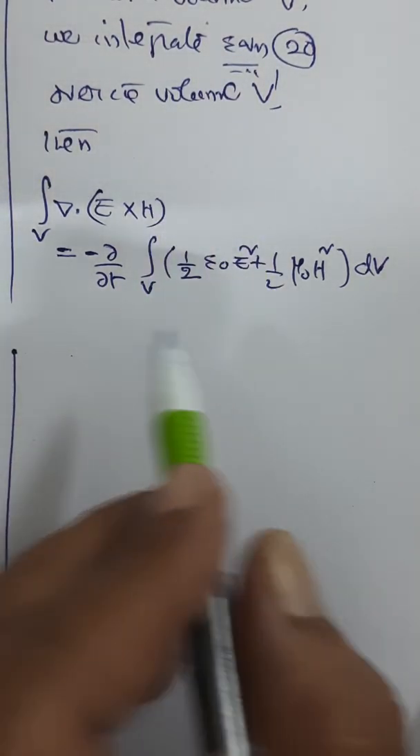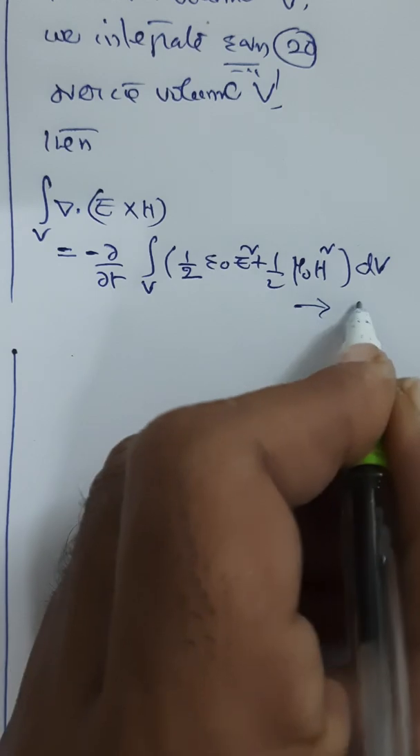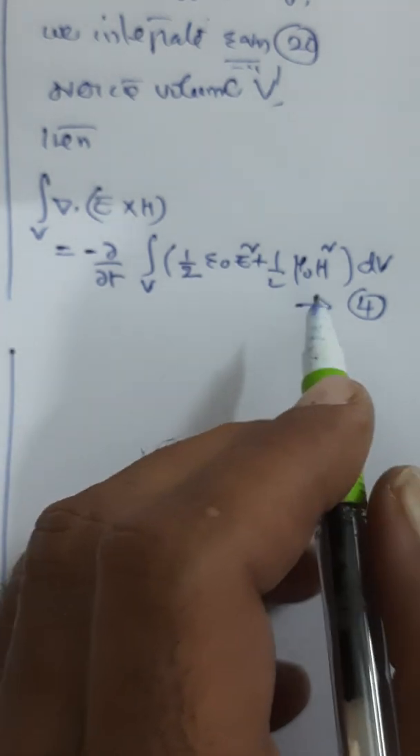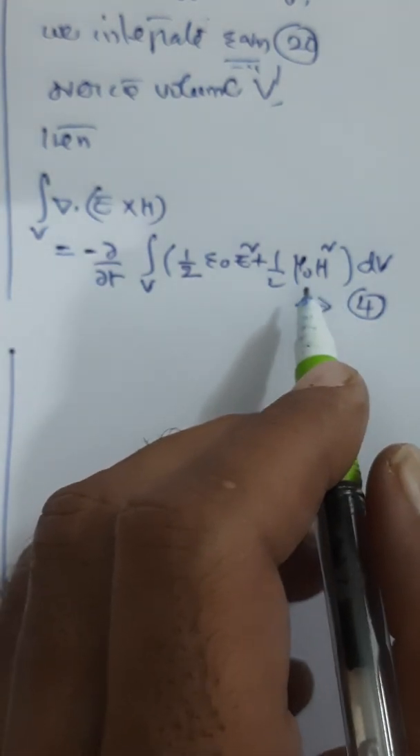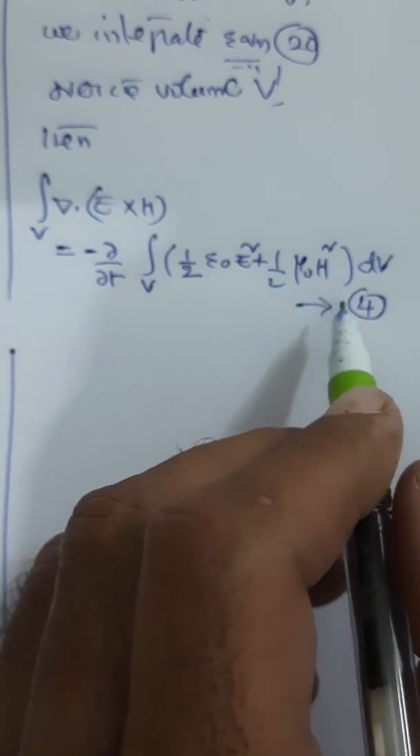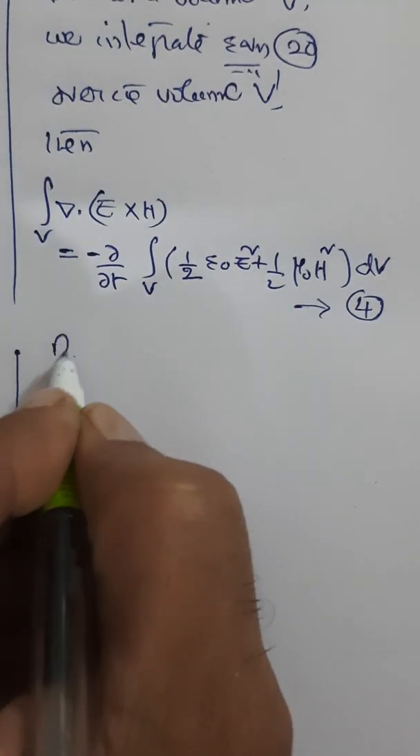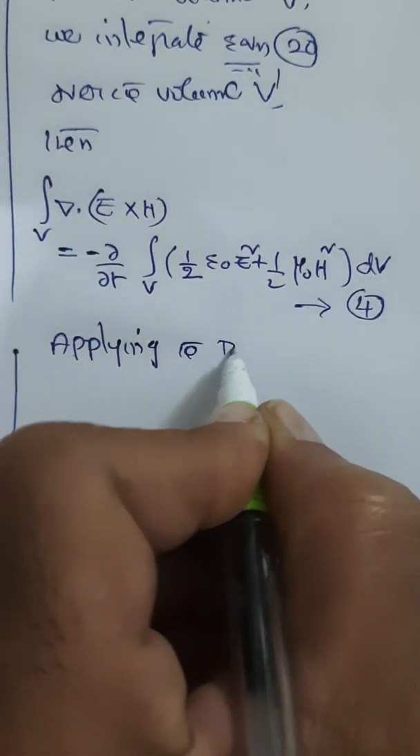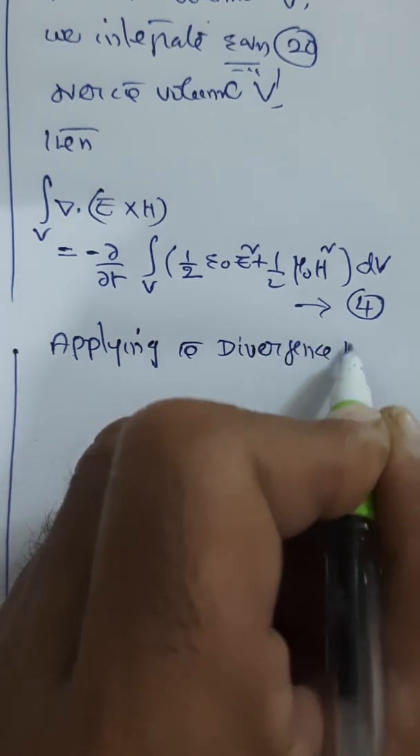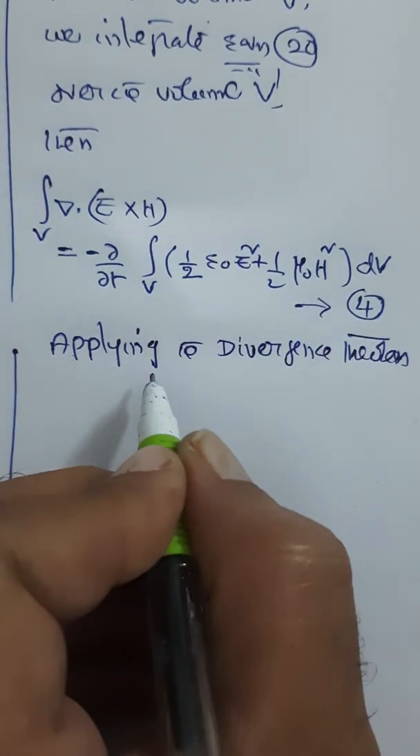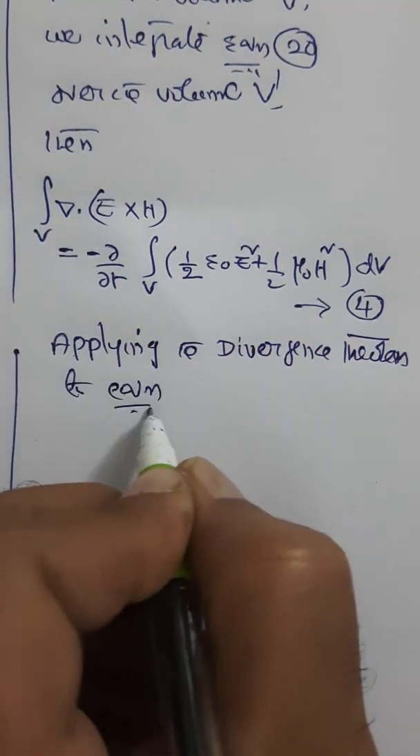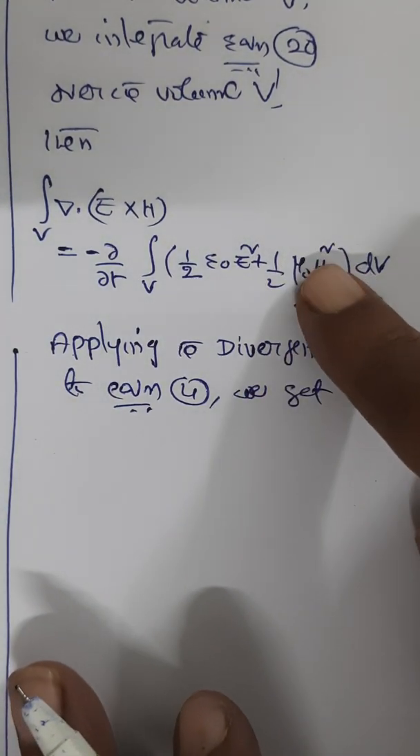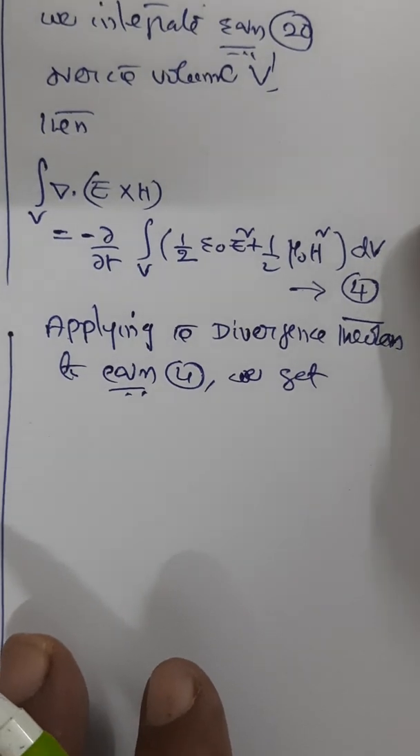So I have just integrated the above equation. Maybe you call it equation 4. Now on this, we will apply the divergence theorem to this equation. So therefore, applying the divergence theorem to equation 4, we get. So by applying the divergence theorem to this equation, what will we get?